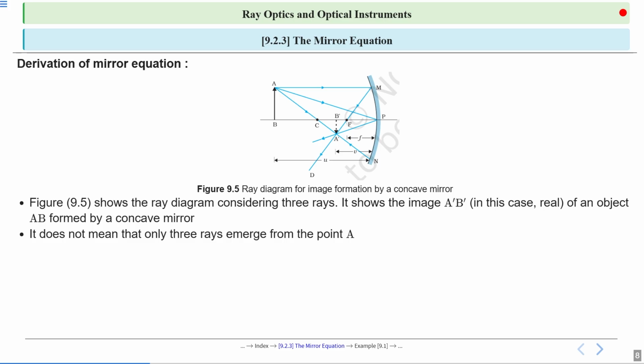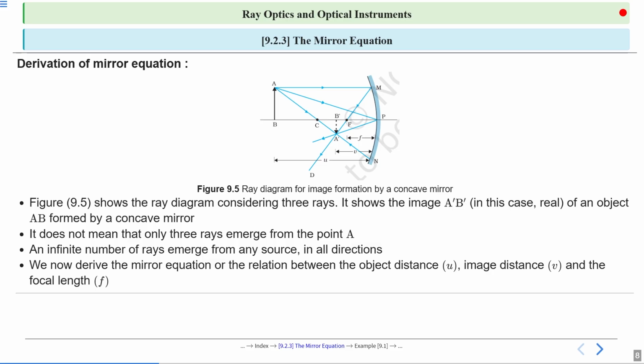Now, it does not mean that only 3 rays emerge from the point A. We are taking only 3 rays, but it doesn't mean that only 3 rays are emerging from point A. We cannot count the number of rays emerging from point A, but we cannot consider all the rays. So we are considering only 3, or at least we can consider 2 rays. At least 2 rays are needed to form an image. An infinite number of rays emerge from any source in all the directions.